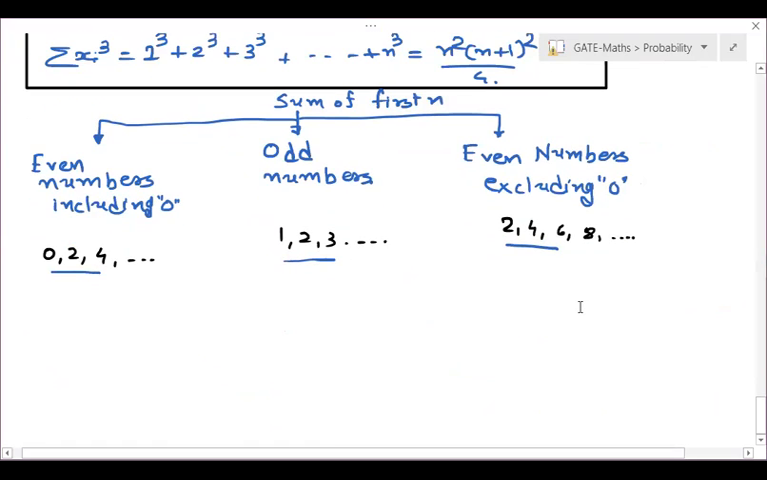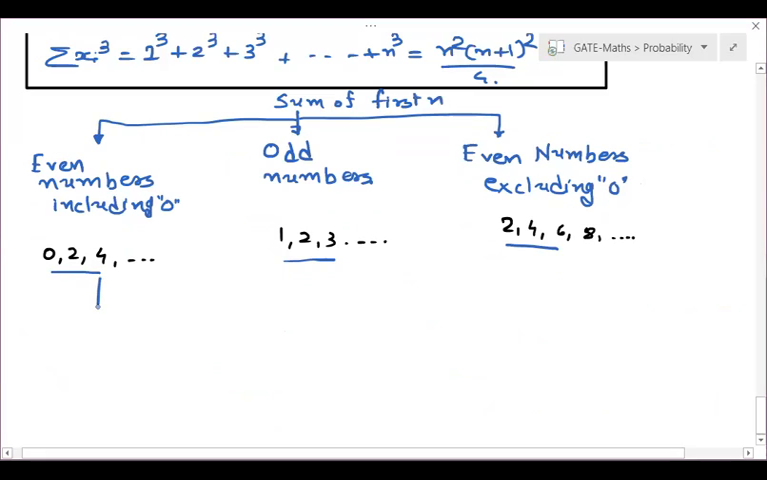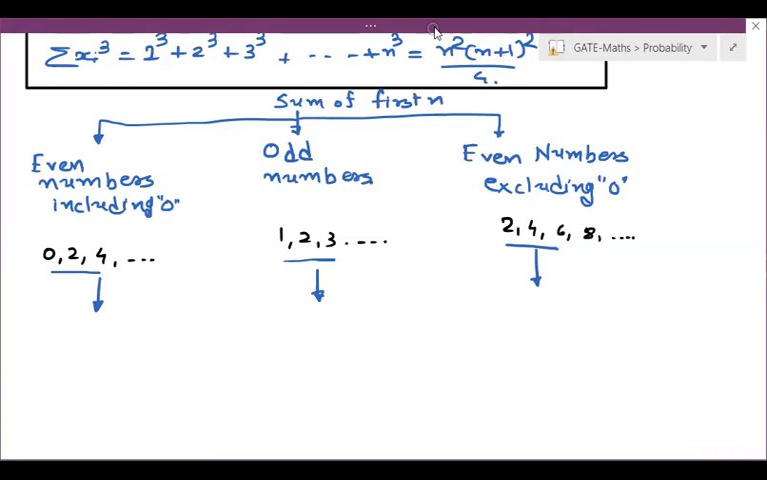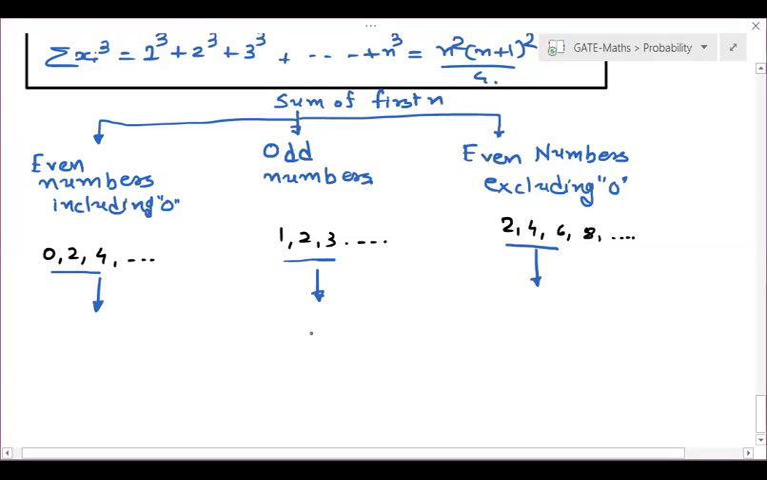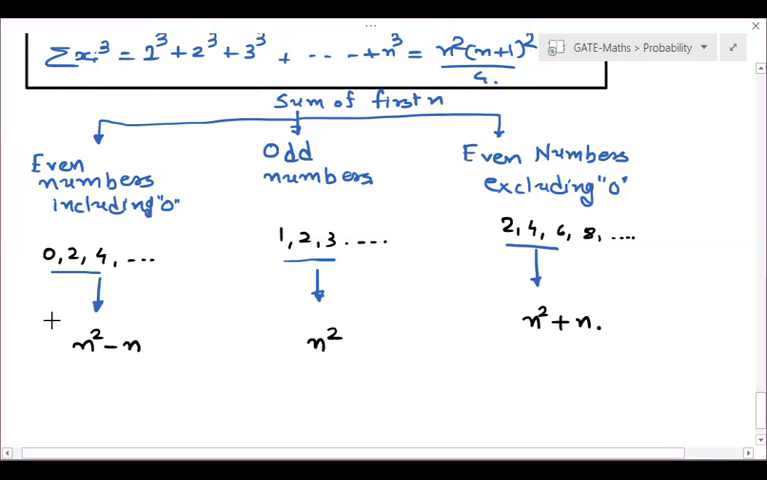Right. So sum of first n numbers: odd numbers, even numbers including 0, even numbers excluding 0. So this is your, for odd numbers it is n square, even numbers including 0 is n square minus n, and excluding 0 is n square plus n, right? I think I have given you this already, isn't it? When we were seeing aptitude, I think averages in aptitude, isn't it?